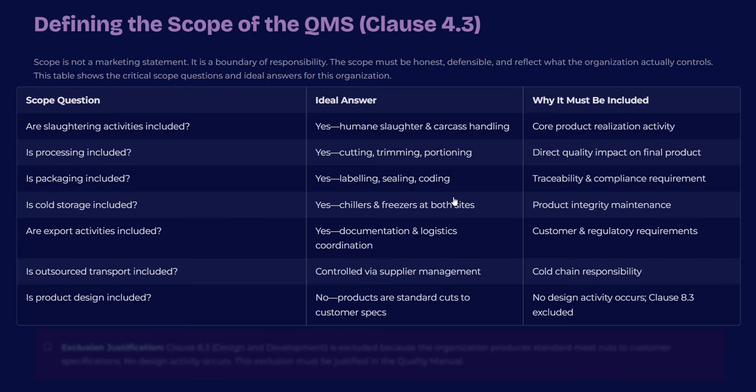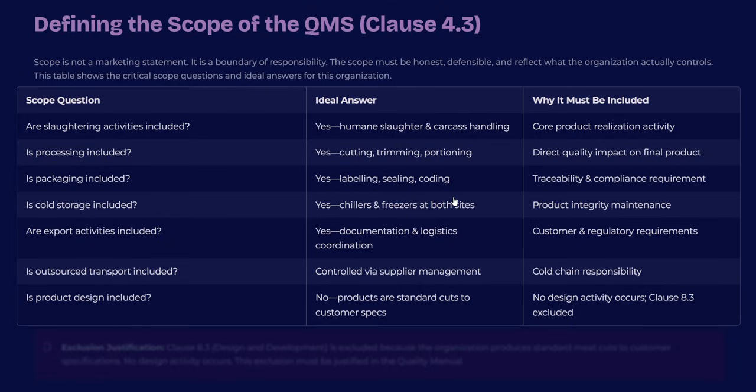Scope question: are slaughtering activities included? Yes, the ideal answer is yes, because of humane slaughtering and carcass handling. Why must it be included? Because it's core product realization activity. Is processing included? Yes, ideally cutting, trimming, portioning. Why must it be included? Because it has direct quality impact on final products. Is packing included in our scope? Yes: labeling, sealing, and coding. Why? Traceability and compliance requirement.